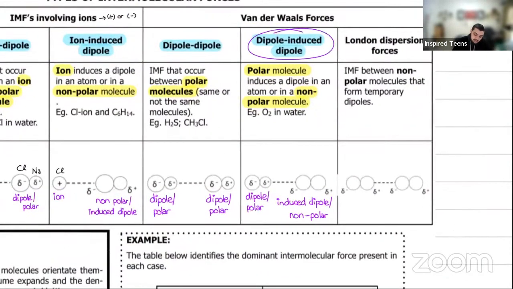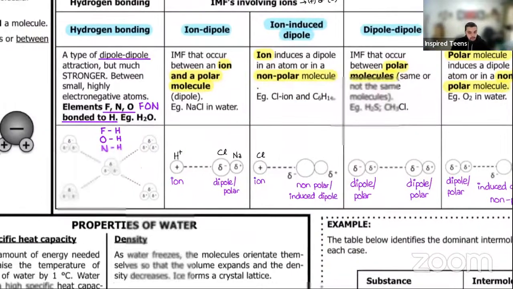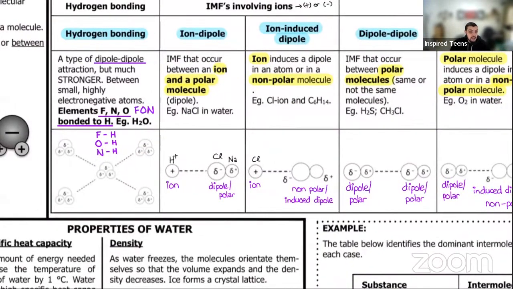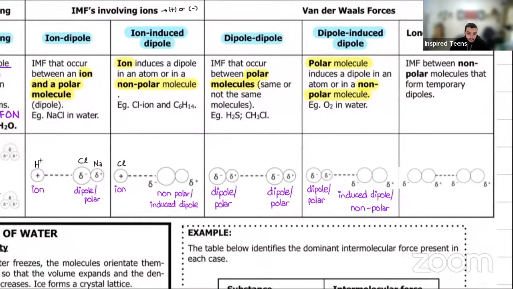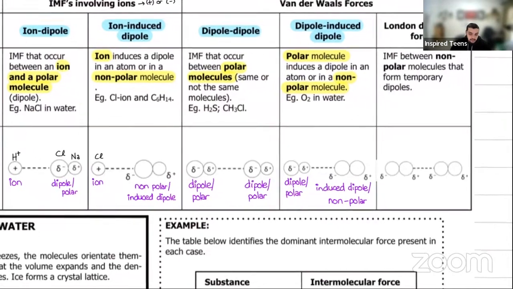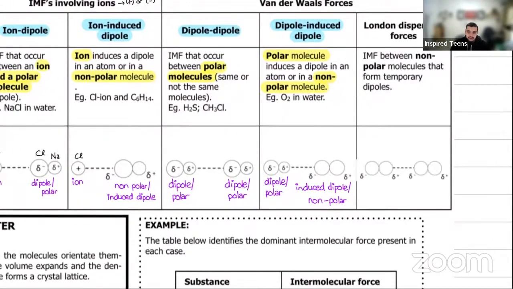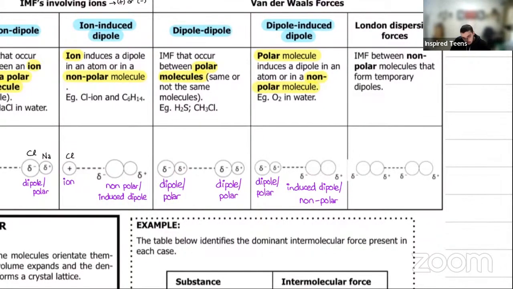The definition for what each force is, is self-explanatory. It's explained in the name. So hydrogen bonding: FON bonding with hydrogen forms a hydrogen bond, an intermolecular force. Ion-dipole is between an ion and a dipole, which is a polar molecule. Ion-induced dipole is between an ion and an induced dipole. An induced dipole is a non-polar molecule. Dipole-dipole is between a polar and a polar. The molecules can be two of the same polar molecules or two different polar molecules, it doesn't matter. They would still form a dipole-dipole force. And then dipole-induced dipole is between a polar and a non-polar.